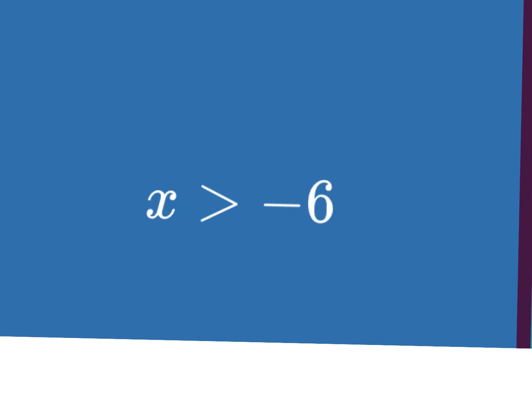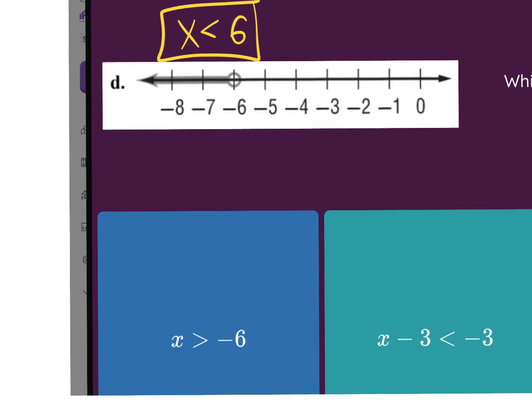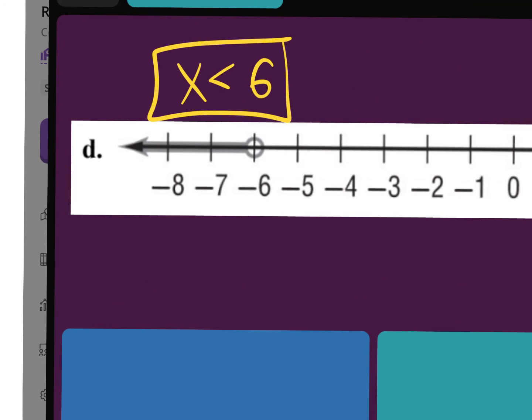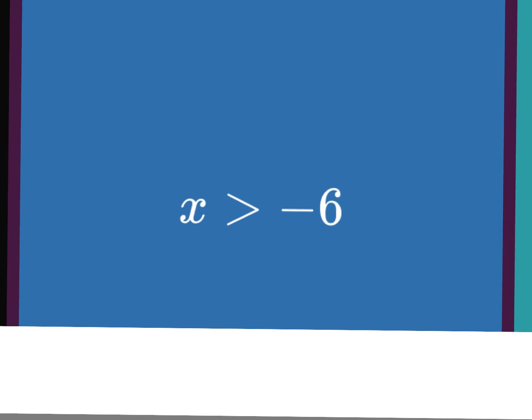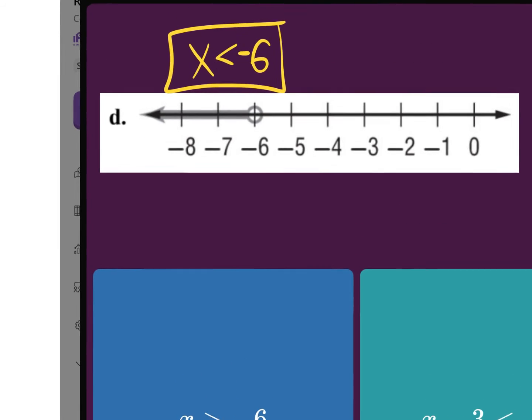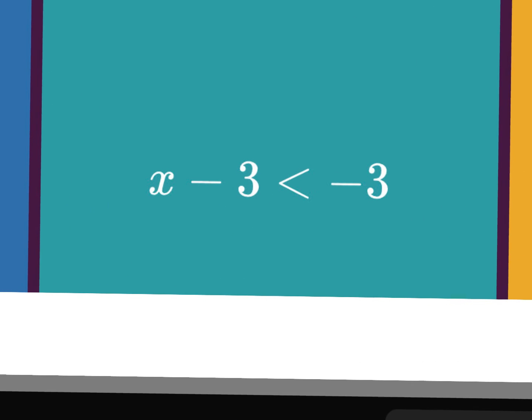And that says x is greater than negative 6. Oh, wait a minute. I messed up. That should have been a negative 6. My bad. But either way, that first one's not correct. X is greater than negative 6, and we want x is less than negative 6. Is this one x is less than negative 6?